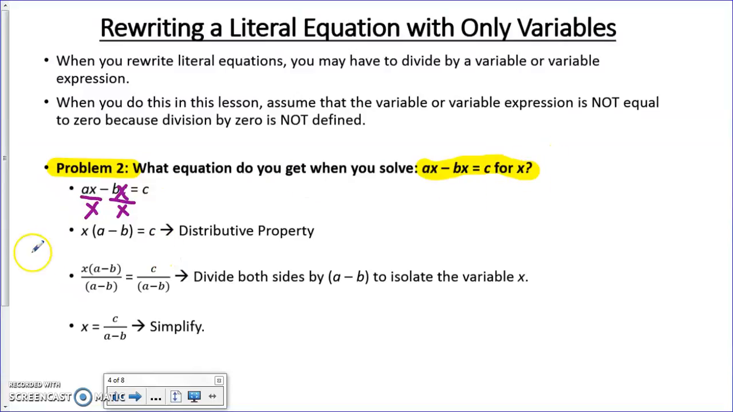Now we're solving for x, so x is being multiplied by the entire quantity of a minus b. So we can divide both sides by a minus b to isolate the variable x. And when you do that, you get the equation x equals c over a minus b.